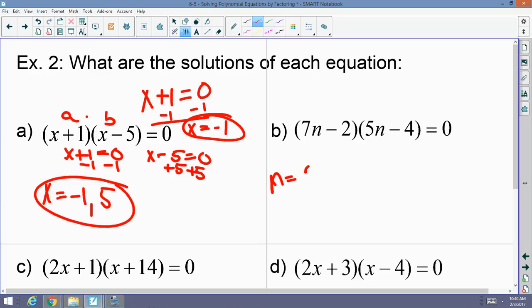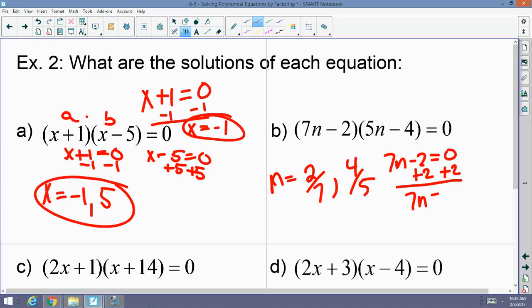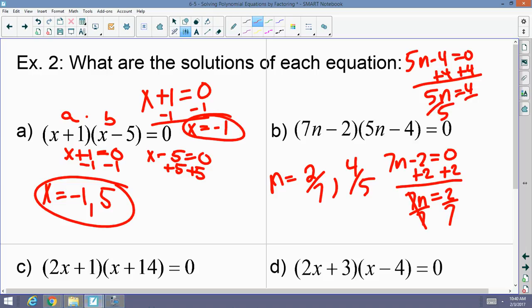N will equal 2/7, yes? No, 4/5, guys. Guys, don't be a hero. If you can't do it in your head, there's no shame in that. You have 7n minus 2 equals 0. You add 2 to both sides. 7n equals 2, divide by 7. That's how I got my 2/7. And I've got 5n minus 4 equals 0. I can add 4 to both sides. And I've got 5n equals 4, divide by 5, n equals 4/5.